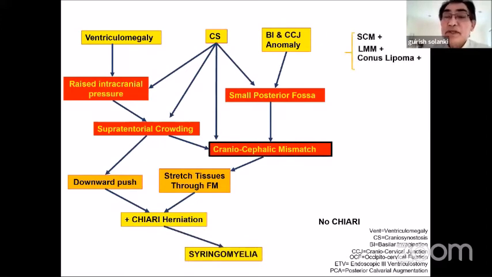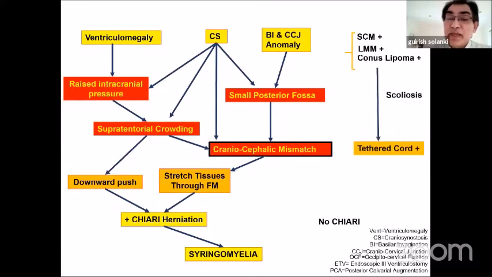Of course, in those conditions with split cord malformations, lipomas, dysraphic conditions, there will be scoliosis, tethered cord, a caudal pull where the spinal cord is being pulled down, and that will then lead to a syringomyelia.